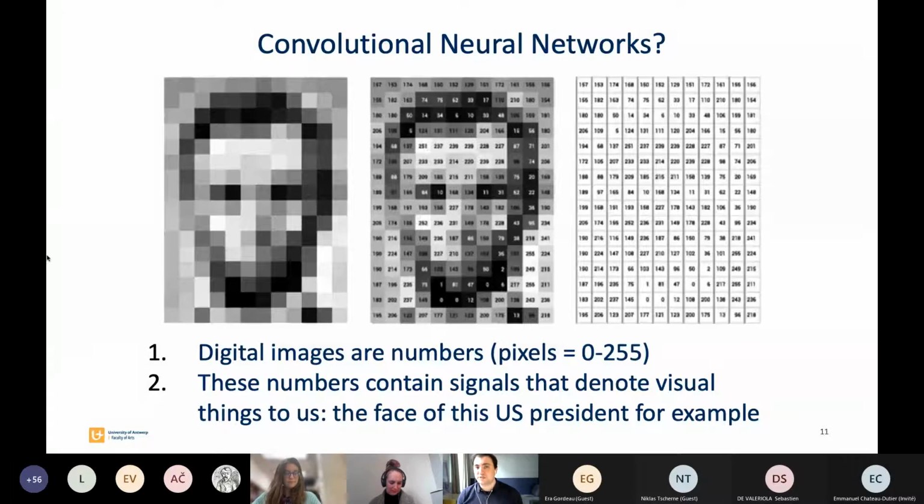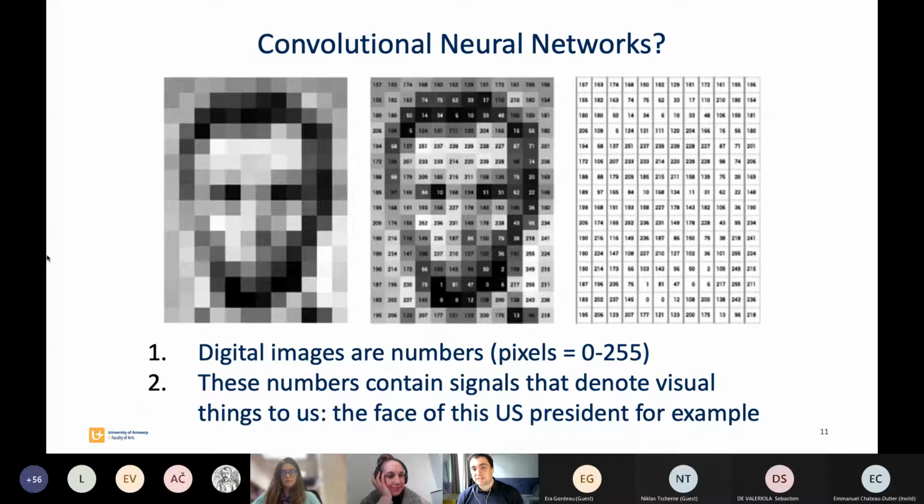But how does a ConvNet actually work, right? For any understanding of how computational techniques can be used to study images, it's first very important to understand that a computer in fact does not see an image. For a computer, digital images simply consist of numbers. And you can see that here on the slide, right?